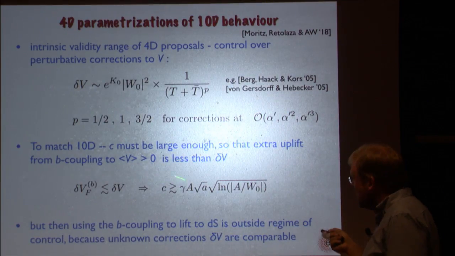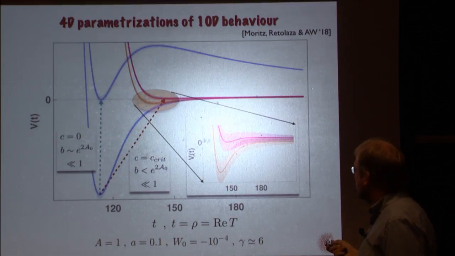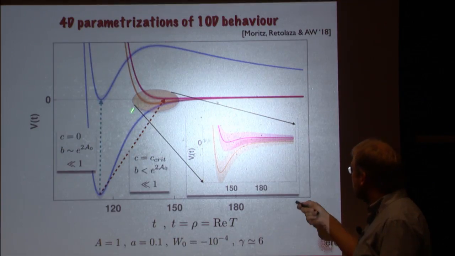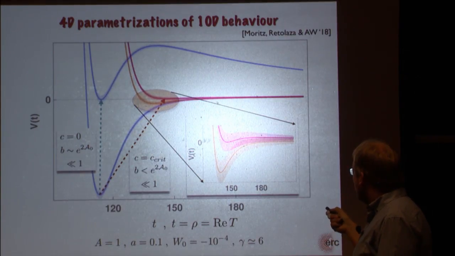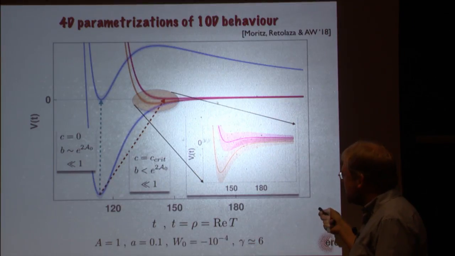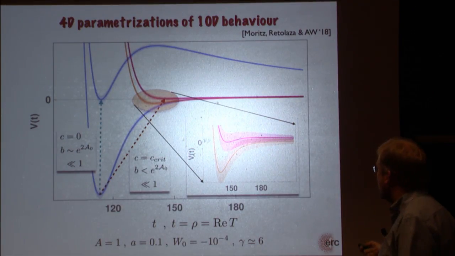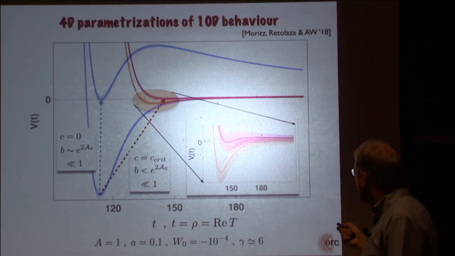And that gives you a minimum size for C, which, in that simple example, is proportional to this gamma, of order 6. Then you see that you already lift so close that you are sitting here. The T is shifted a lot. And if you then add the B coupling to formally go to de Sitter, the colored bands are the size of the typical corrections at order alpha prime, or alpha prime squared, that you might expect.